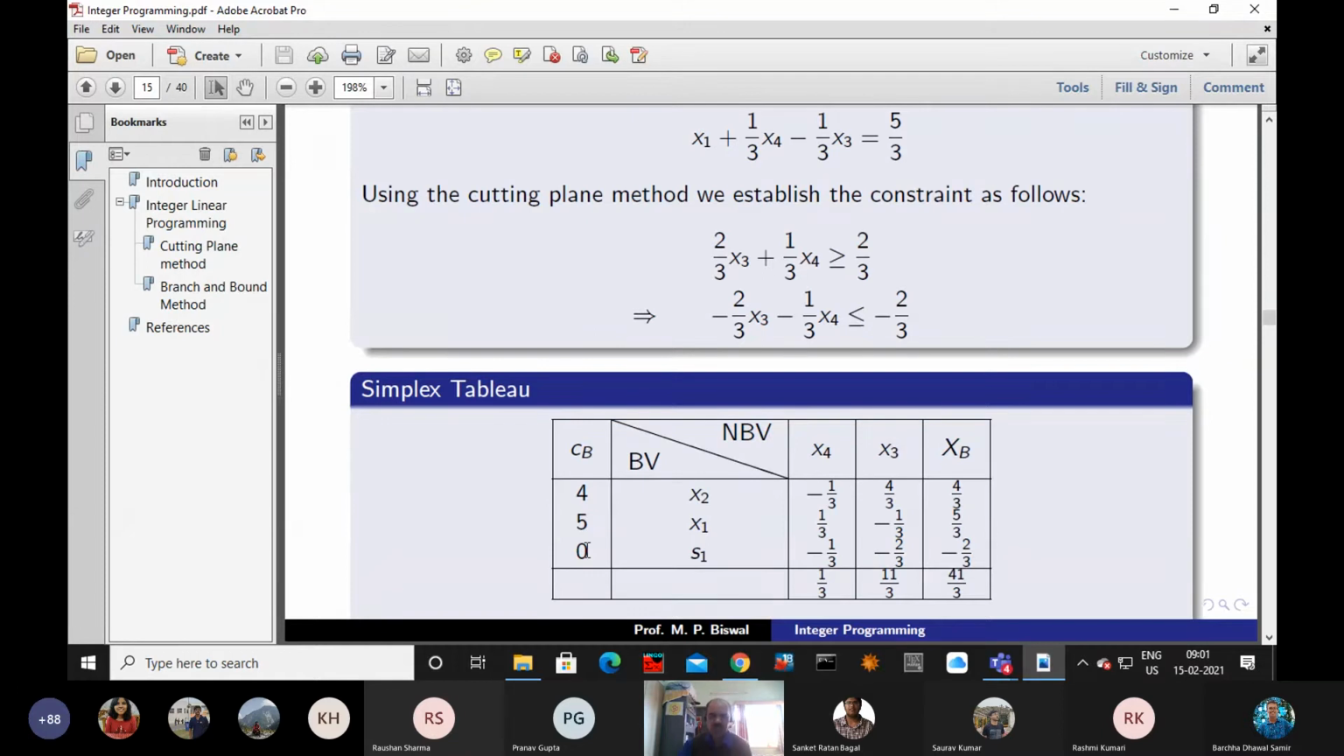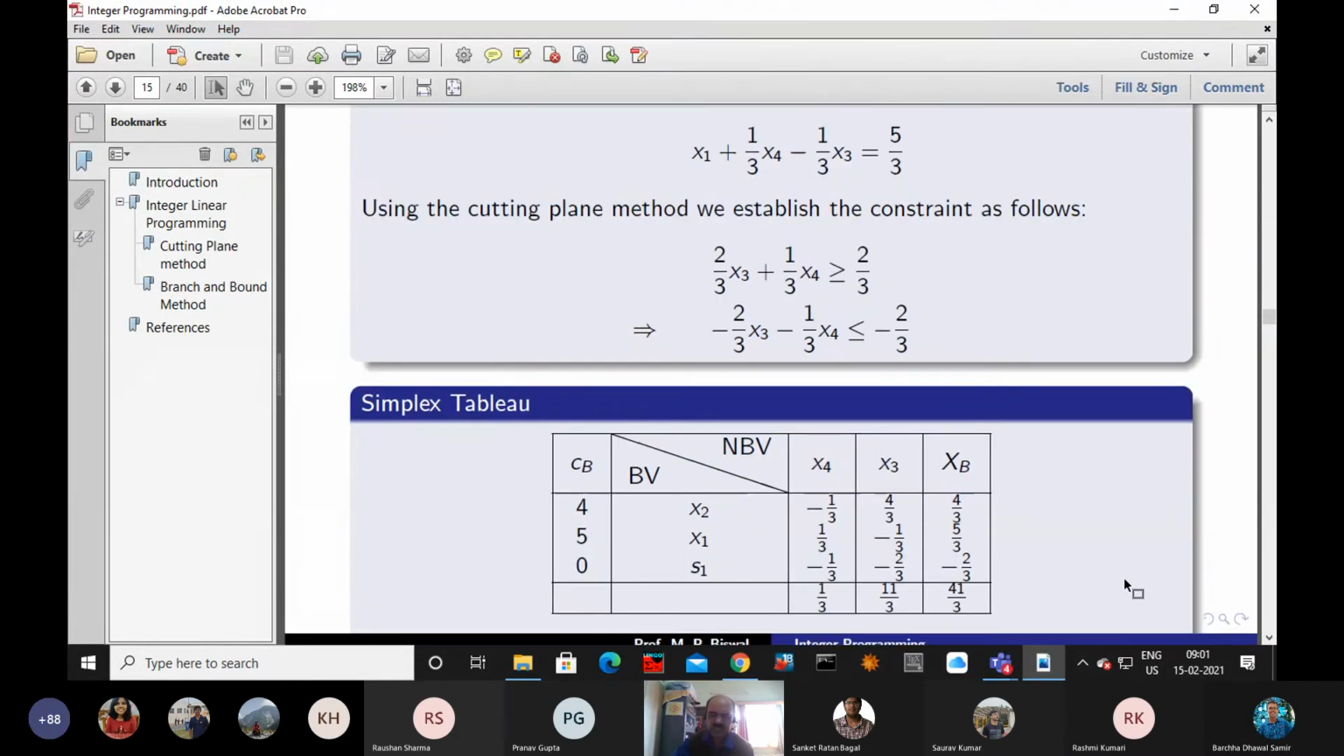In this last row you can see we have included one more, h1. So h1 is minus 1/3 into x4, minus 2/3 into x3, and minus 2/3. So this is the table. See the table. The simplex method we are applying on it.